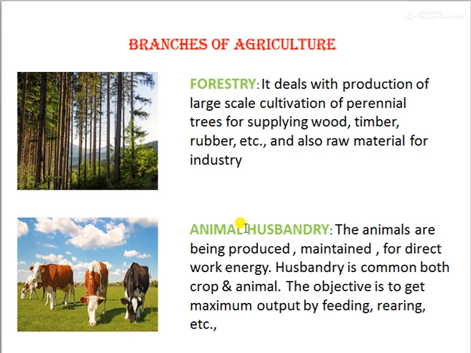Then forestry. It deals with the production of large-scale cultivation of perennial trees for supplying wood, timber, rubber, etc., and also raw material for industry. Then animal husbandry, the animals are being produced, maintained for direct work energy. Husbandry is common to both crop and animal. The objective is to get maximum output by feeding, rearing, etc.